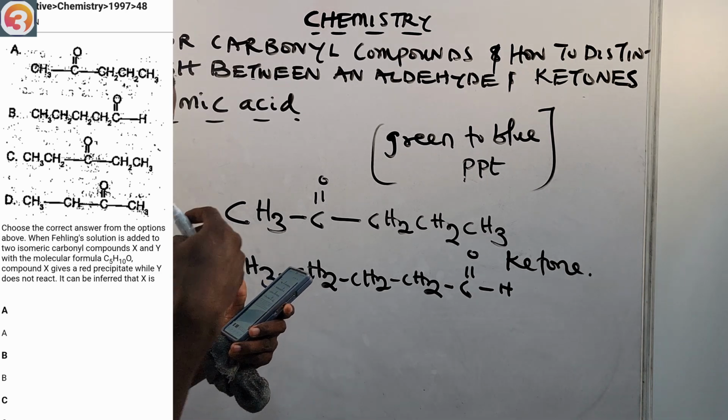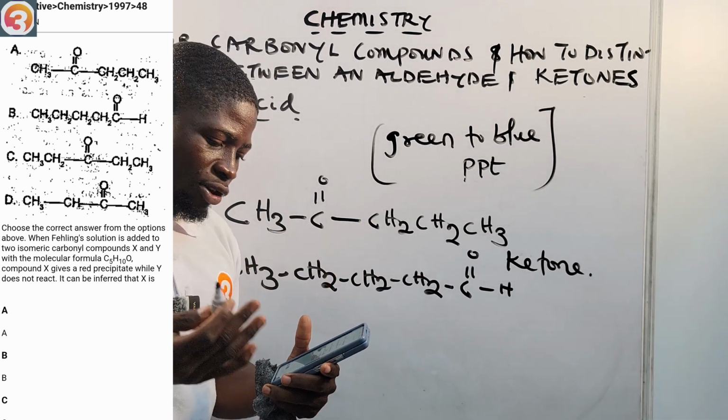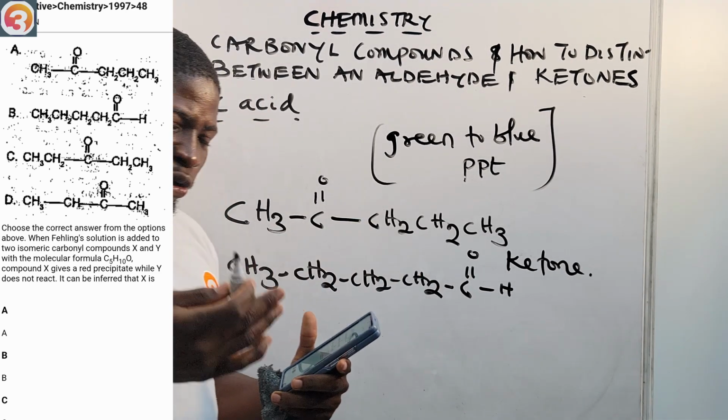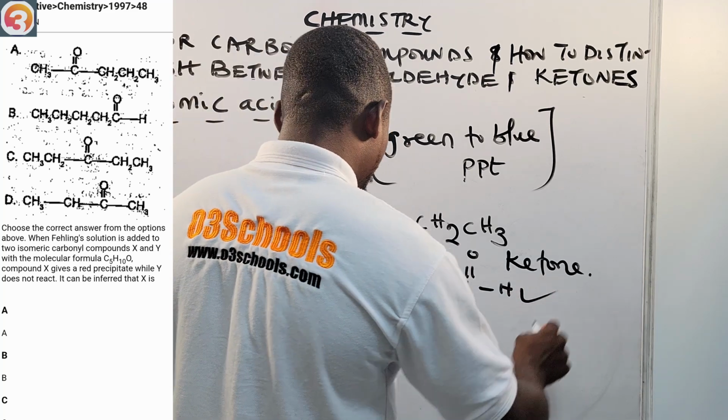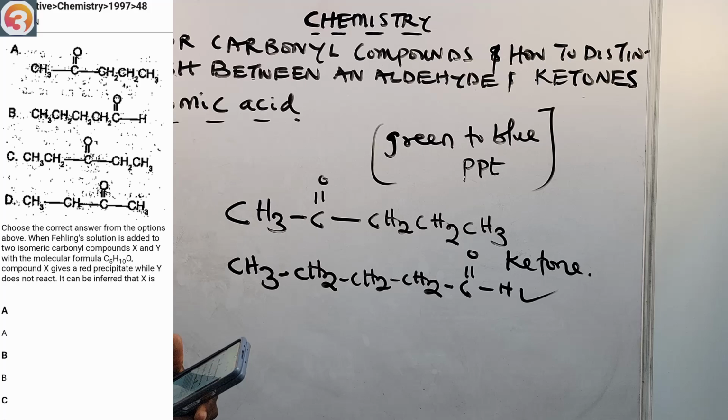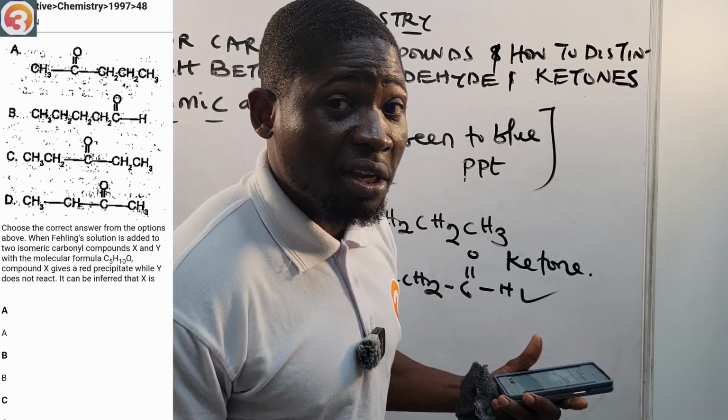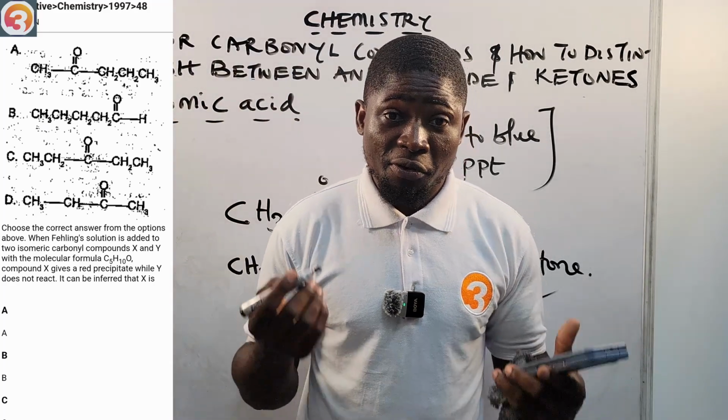C is definitely a ketone, because you can see it's not at the end or at the beginning. D is actually a ketone. It is not at the end or at the beginning. So our correct answer there will be option B. Follow our classes. We're not forcing you, but they are helping you, whether you like it or not.